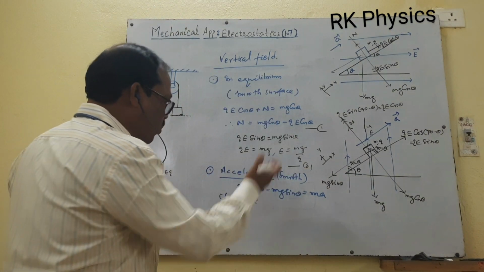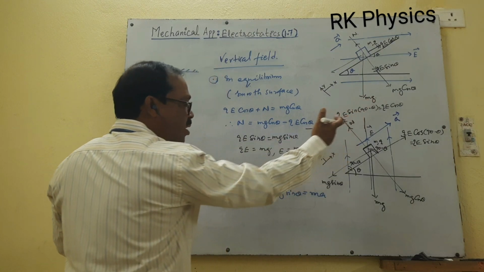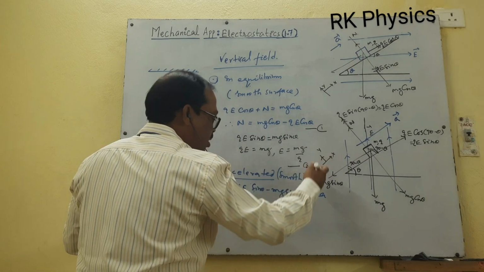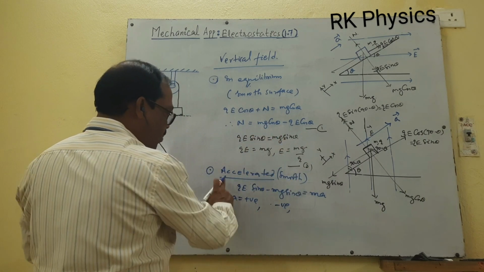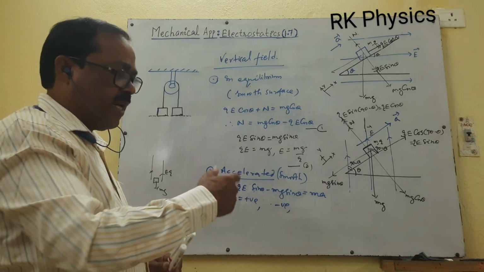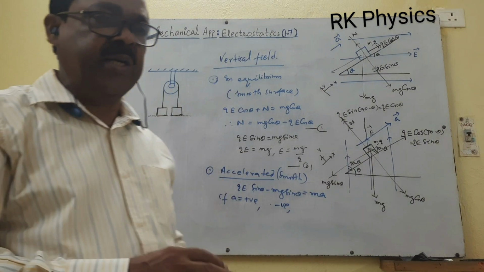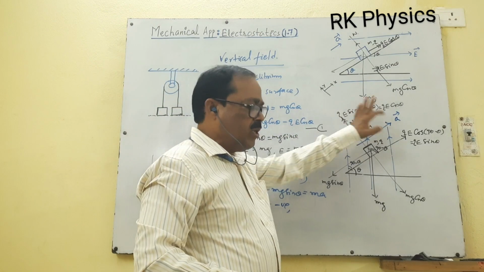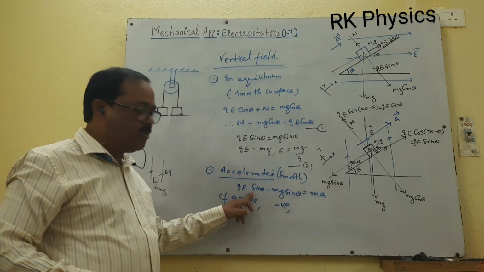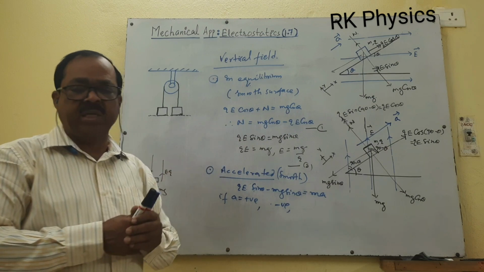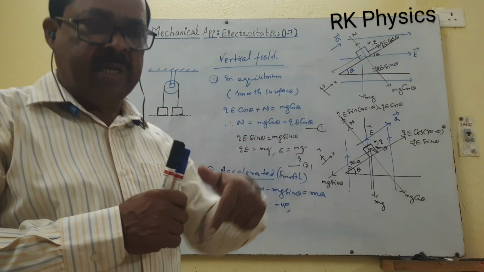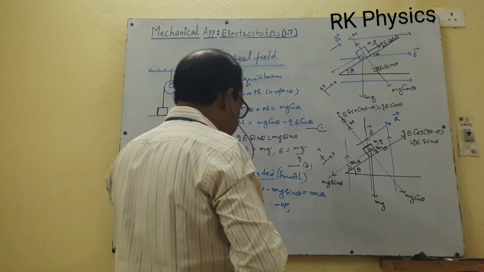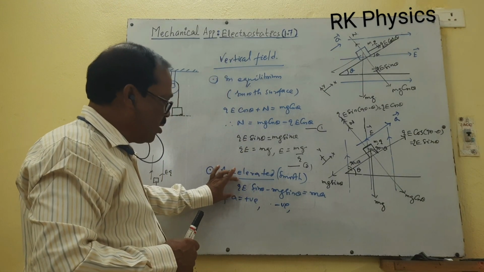If a is positive, then the direction is okay. If a is negative, then the body is moving down. So I am not writing accelerated along the incline or down the incline. You take first along the incline, that is a. If from this equation you obtain a positive value, its direction is okay. If it is negative, then reverse the direction. That means the body is sliding down. So this is your equation of motion.